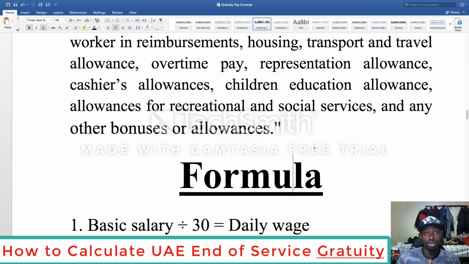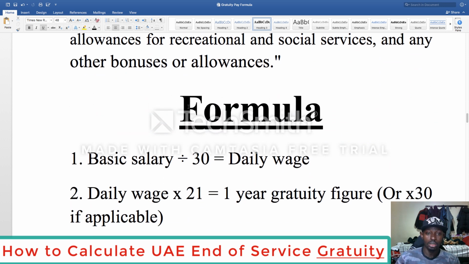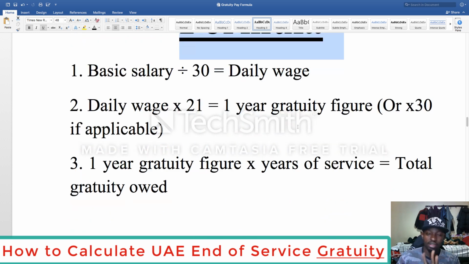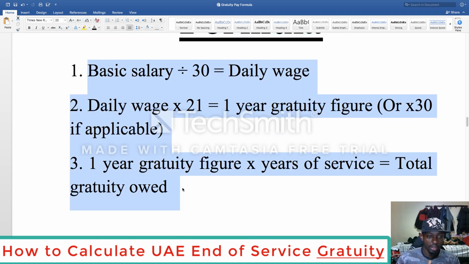Now let's get down to the calculation proper. This is the formula for calculating gratuity. Look at it very well, and we're going to do it in a very simple and easy way. Now there are 3 points. One, the basic salary first. You divide it by 30, you're going to have your daily wage. Now take your daily wage multiplied by 21 days. You're going to have your 1 year gratuity amount. Or you multiply by 30 if you have worked for more than 5 years, remember.